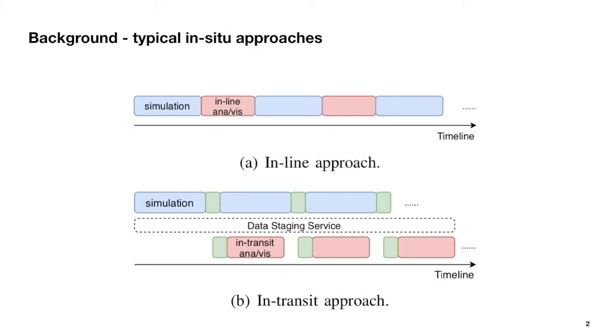In the in-transit approach illustrated in Figure B, the data is transferred to analytics or visualization tasks running on separate resources, usually on the same system, using data middleware services and leveraging high-speed networks, RDMA, or shared memory. For the in-transit approach, if dedicated nodes are used to do the data transfer or pre-processing, these services are called data staging services.